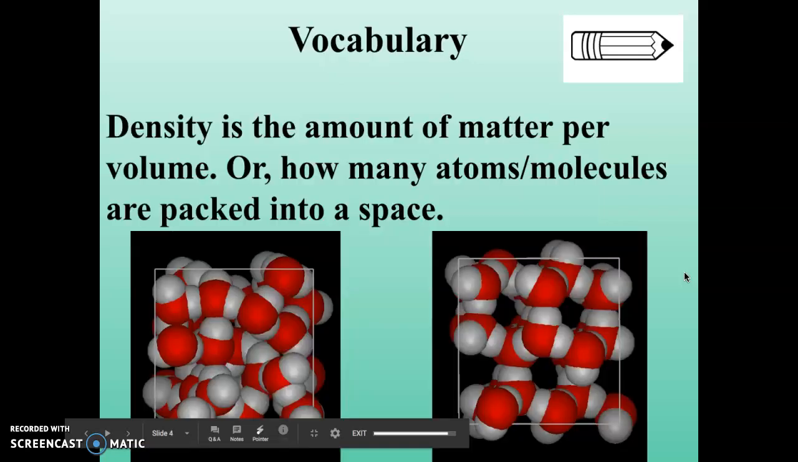Go ahead and write down the definition for density. So density is the amount of matter per volume, or it's how many atoms and molecules are packed into a space.